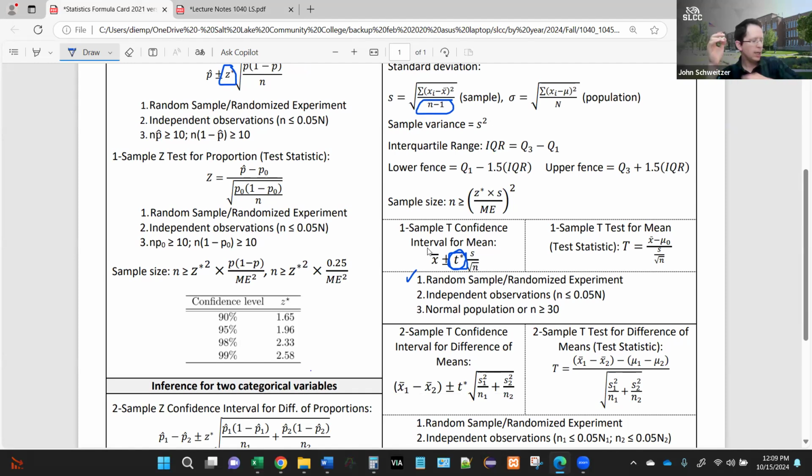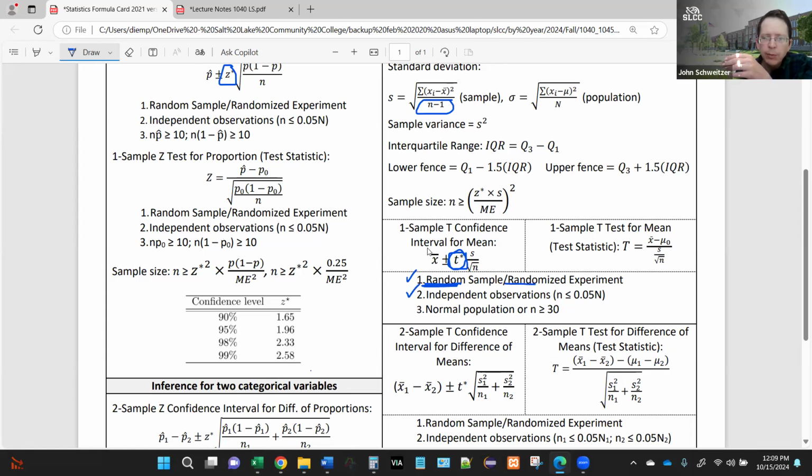Randomness is such a key principle for taking samples, right? It helps us to avoid biases. And so just like with pretty much anything else, when we do a sample here for mu, we need a random sample, or it has to come from some randomized experiment, okay?